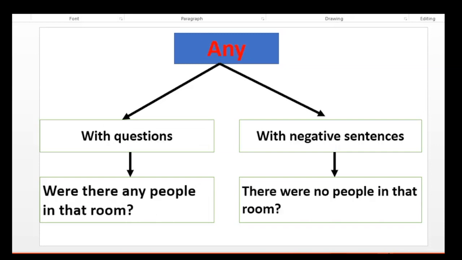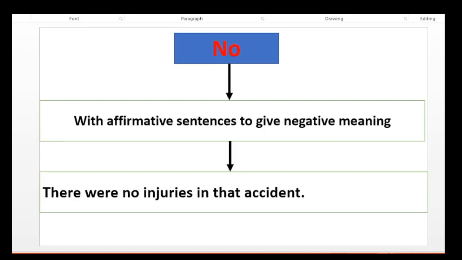The second quantifier is any. Any is used with questions and with negative sentences. For example, were there any people in that room? So this is the question. In the negative, there weren't any people in that room. So this is the negative one.